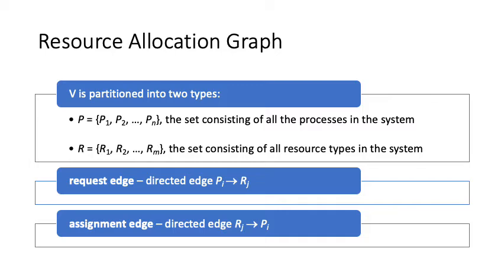The other one is the assignment edge. If you look at the assignment edge, you can see that now the resource is pointing towards the process. So it tells that this resource belongs to the process. Look carefully at the arrowhead to see whether it is a request edge or an assignment edge. It's very important.